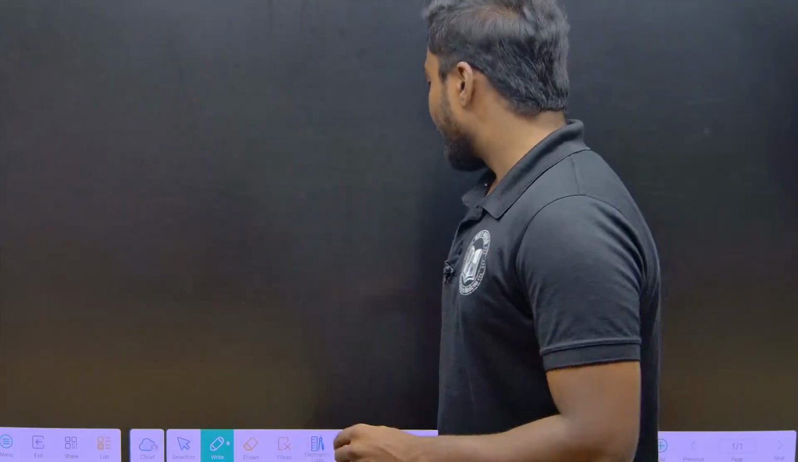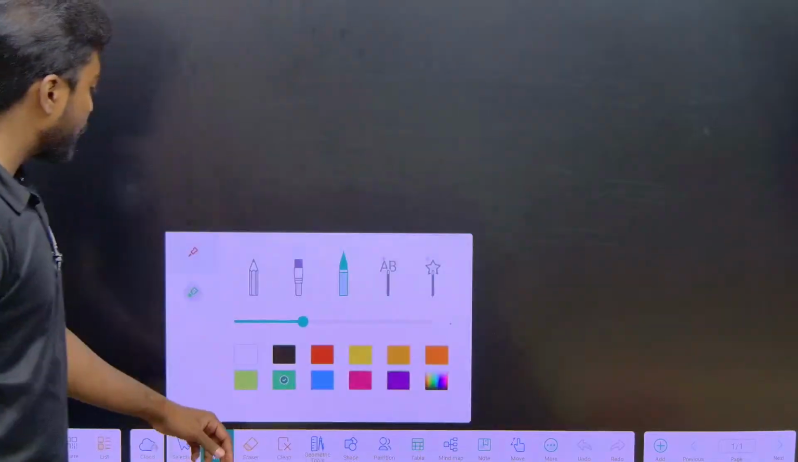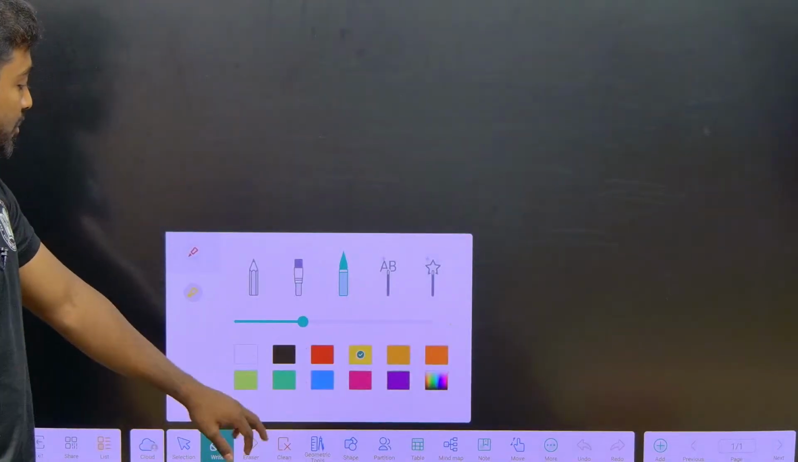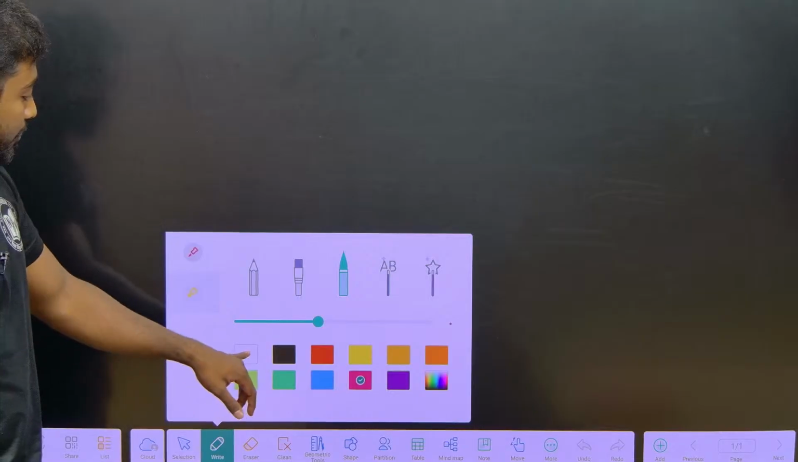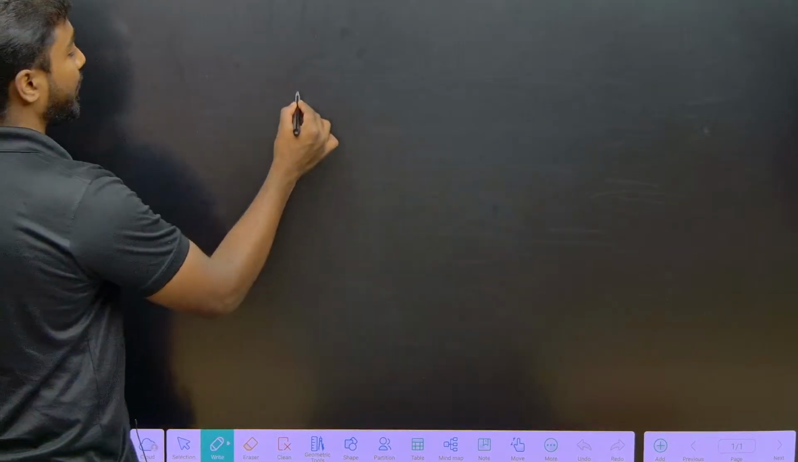In this class we will talk about the physics part, that is kinematics. Until now we have studied units and dimensions, measurements and errors, and then basic mathematics. From this class we will start with the kinematics part.